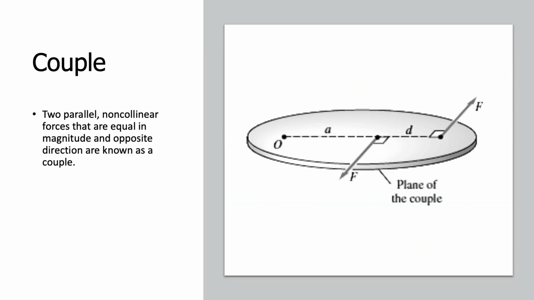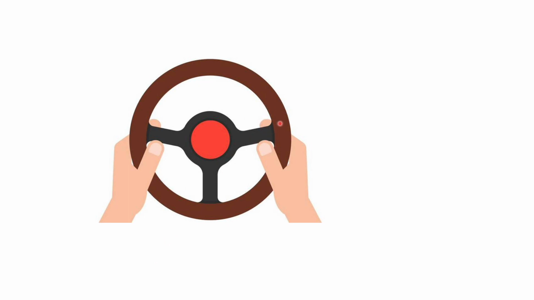The next thing that we will discuss is a couple, and a couple is a special case of moments which consists of two parallel non-collinear forces that are equal in magnitude and opposite in direction. So for example here, if we apply a certain force at this point towards this direction, while at this point we apply another force that is opposite and has the same magnitude as the first force, directed towards this direction, this is what we call a couple.